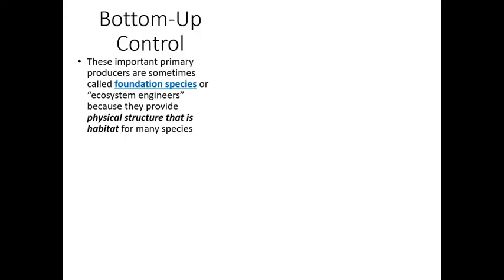And so these plants that really do serve as the foundation of the entire food web for the entire community are often called foundation species or sometimes even ecosystem engineers. Not because they're exerting bottom-up control, but because they are not only providing the primary food source, but also they are providing a physical structure that is habitat.